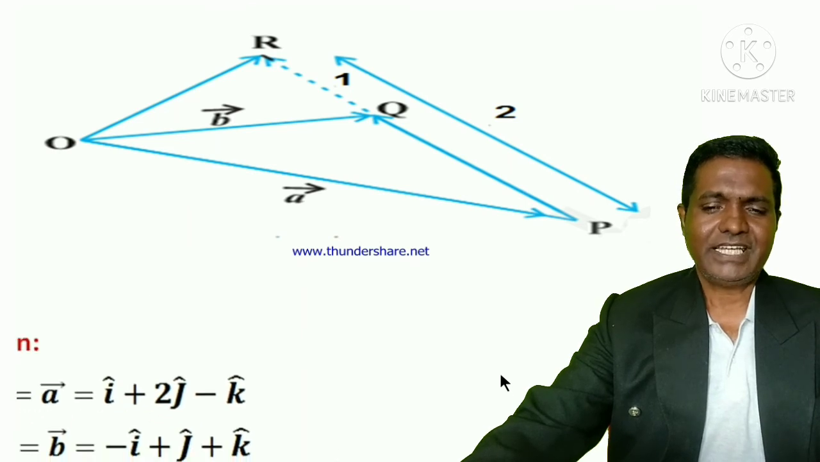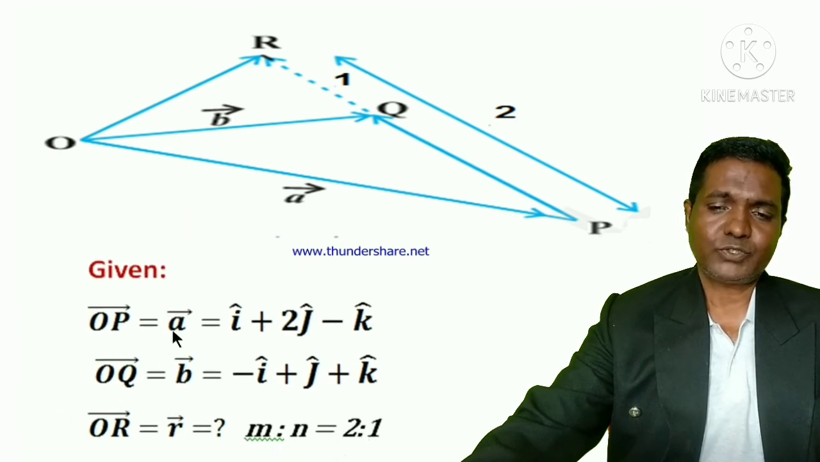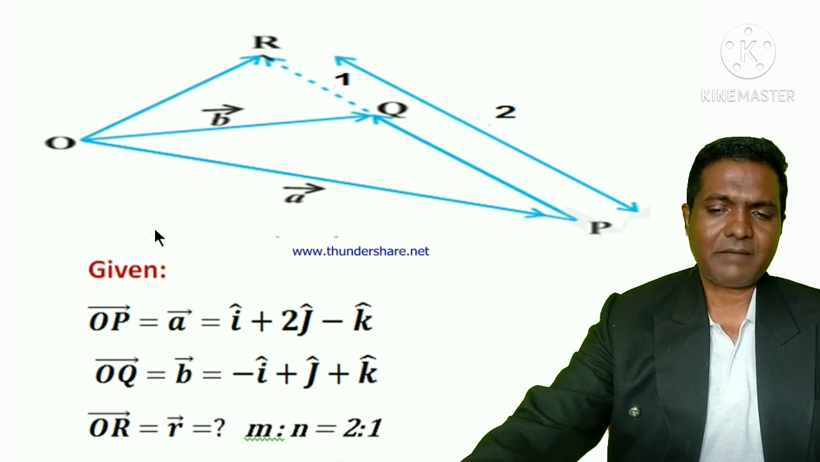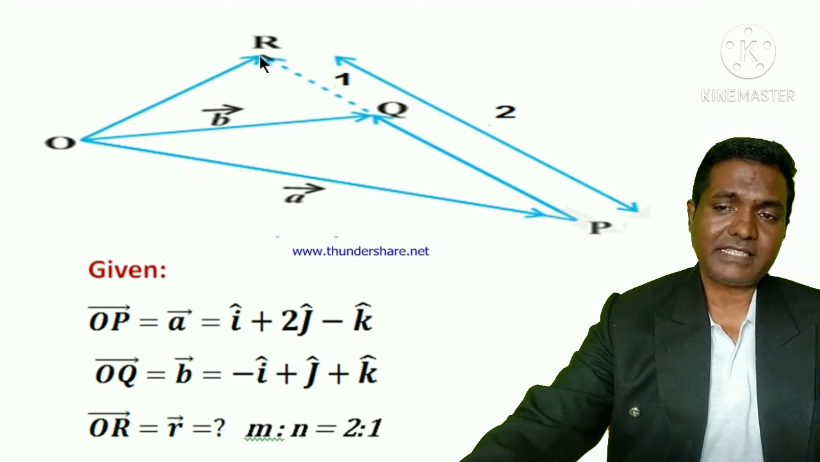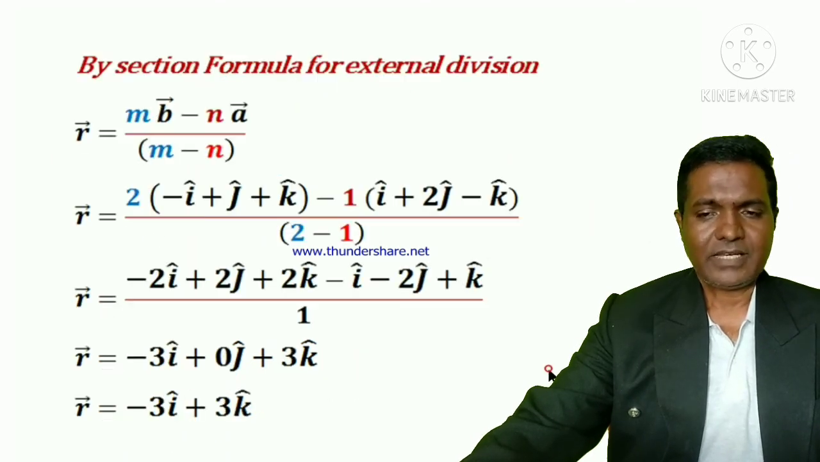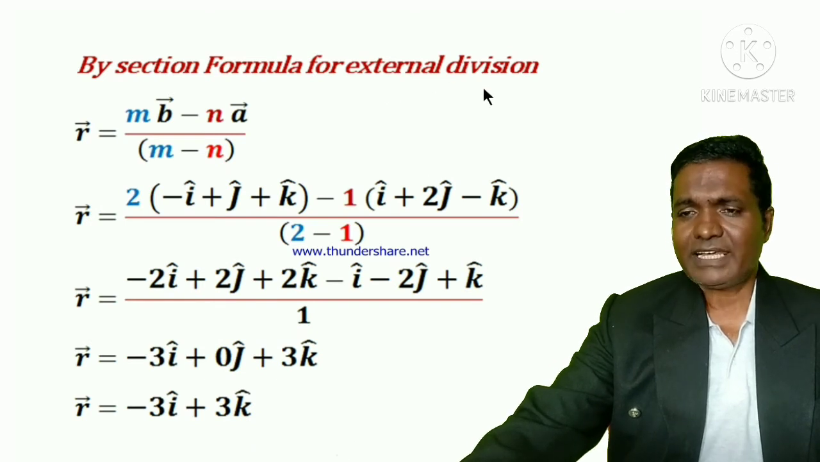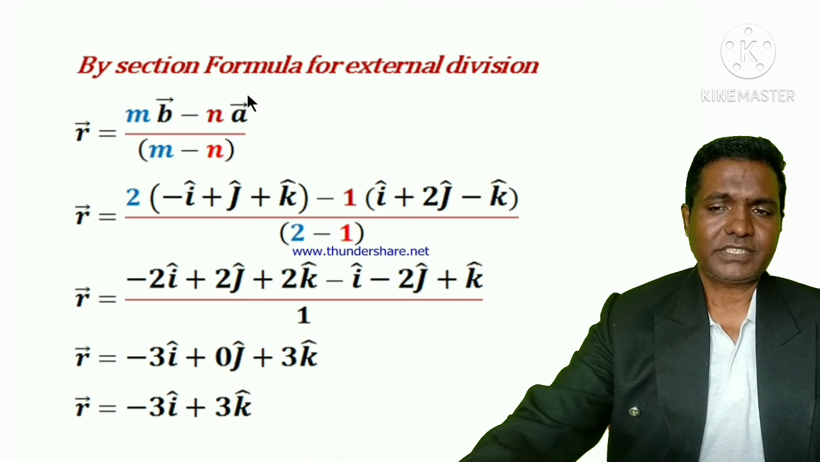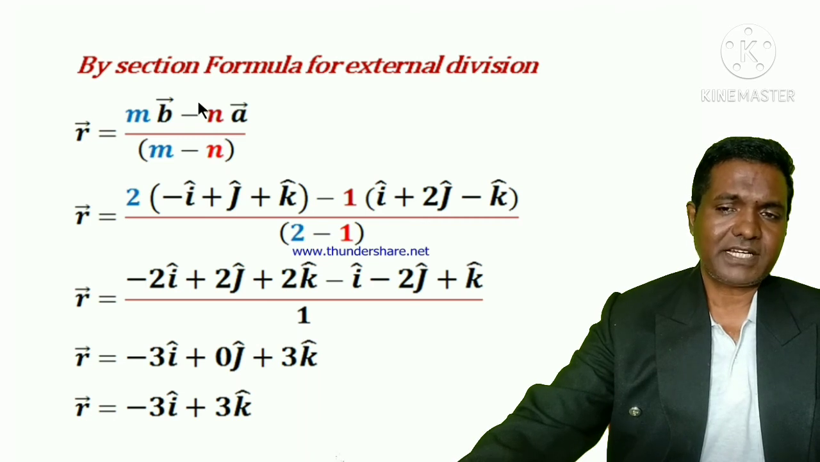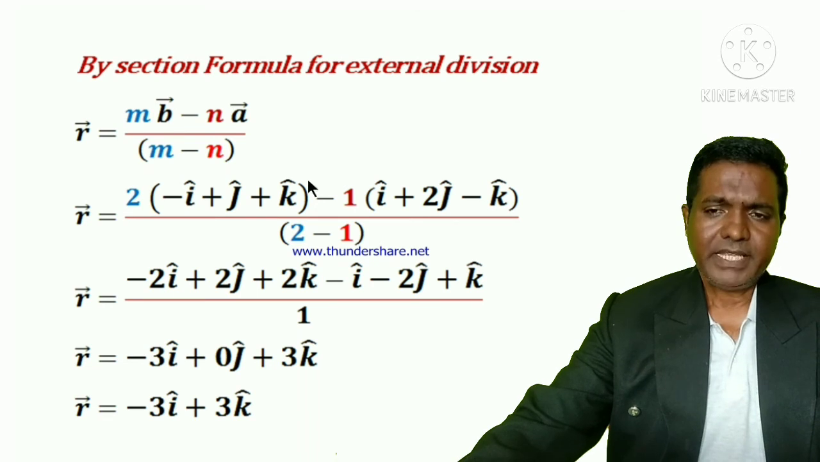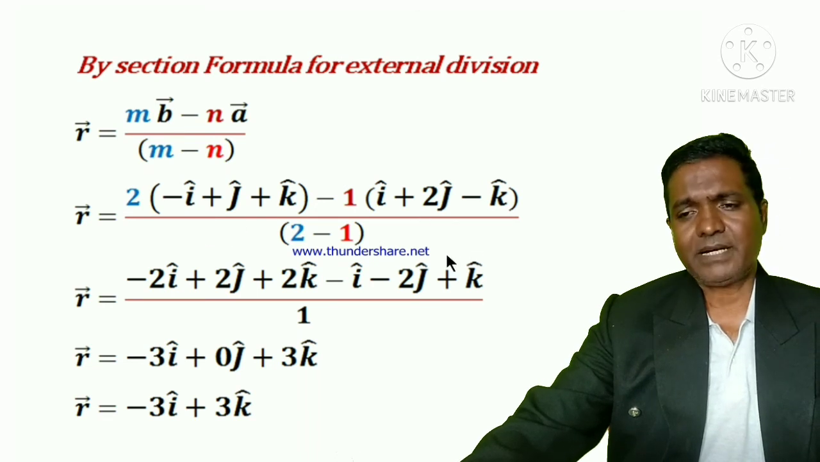Okay. So see here what the given things are. Vector A is given, that is the position vector of point P. Vector B means the position vector of point Q. And vector R, the position vector of R, is asked. Okay. So let's use the section formula for external division. So this is the section formula for external division. Substitute for B and A. So simply multiply.